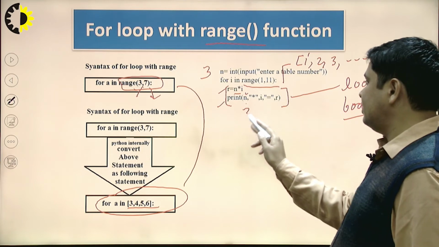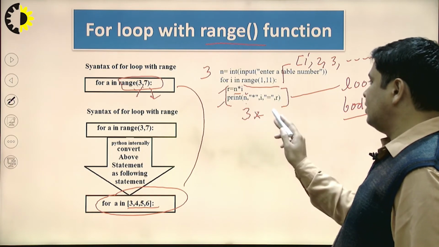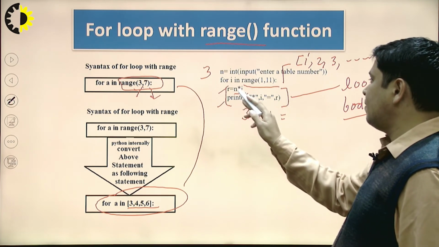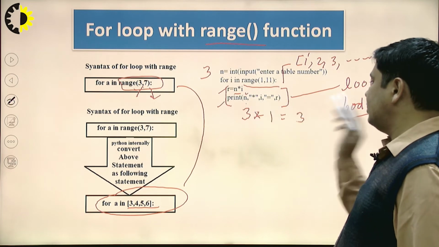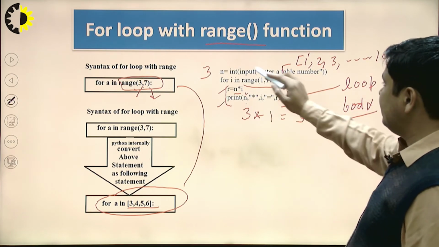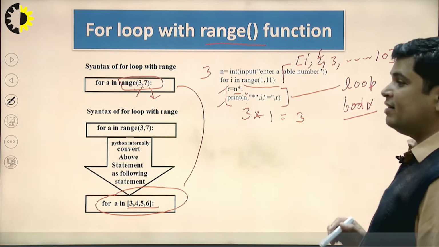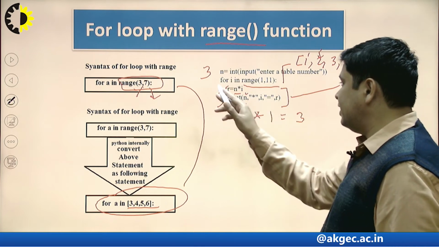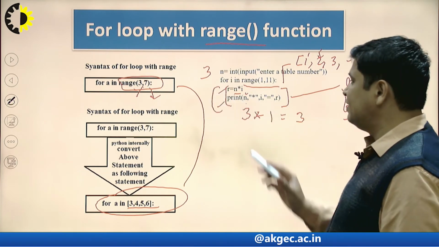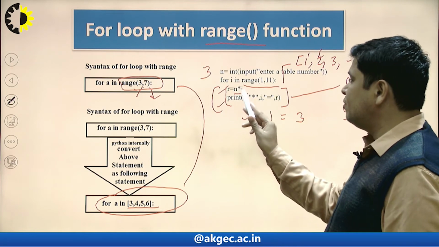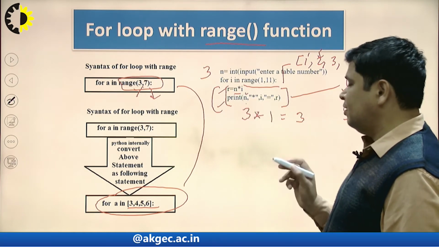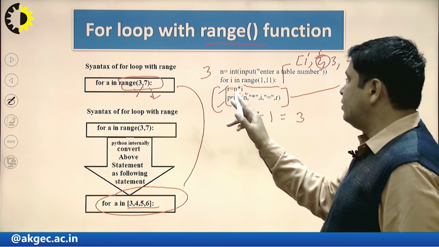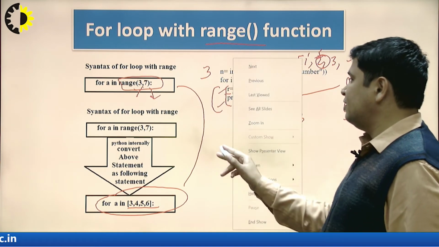You will see here 3 into what is the value of I, which is 1, equals what comes inside the R? 3 into 1 equals 3. Then again the second value in the sequence is 2. So then again the same piece of code will be executed. R equals n into I. What is the value of n? 3. What is the value of I in the next iteration? It will be 2. 3 into 2, 6 comes inside the R variable.